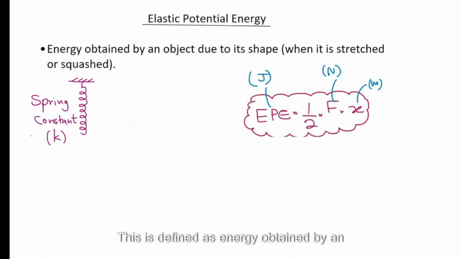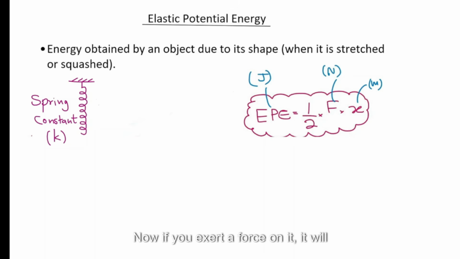Next one is elastic potential energy. This is defined as energy obtained by an object due to its shape, that is, when it is stretched or squashed. Imagine you have a spring of spring constant k. Now the spring constant is a value which gives you an idea about how hard or easy it is to stretch or squash it. Something with a high spring constant is hard to stretch.